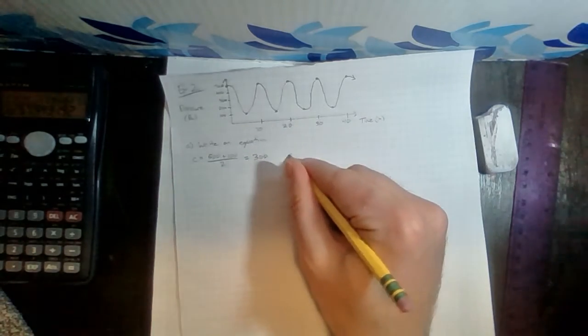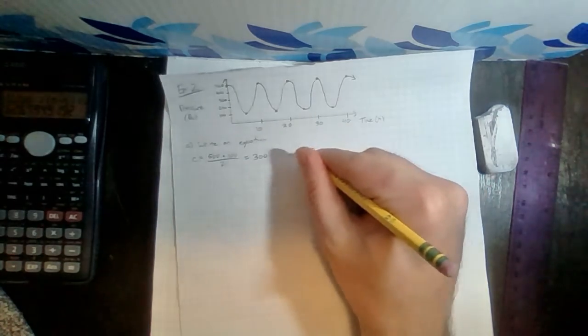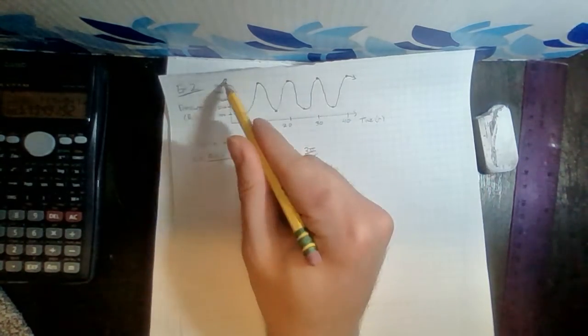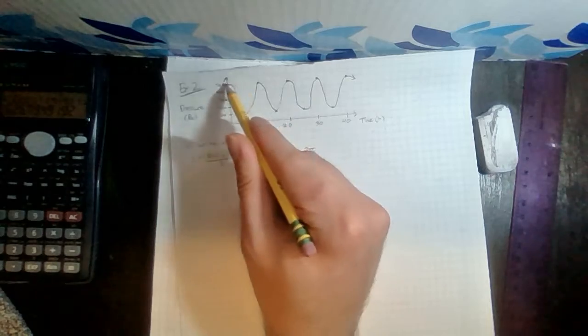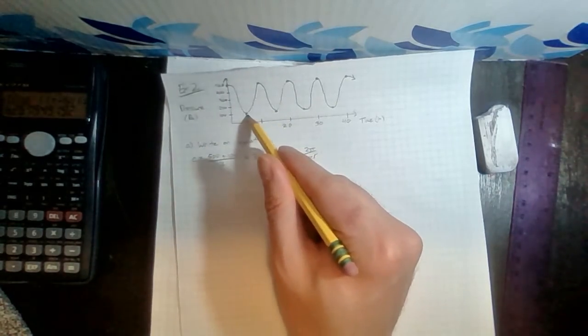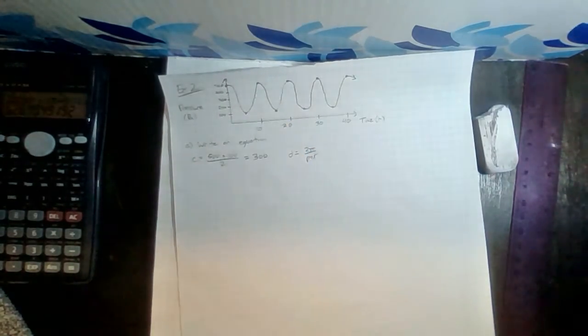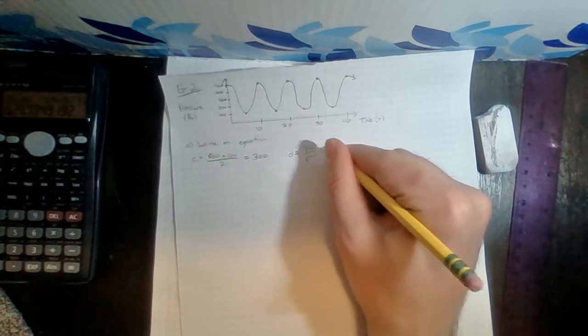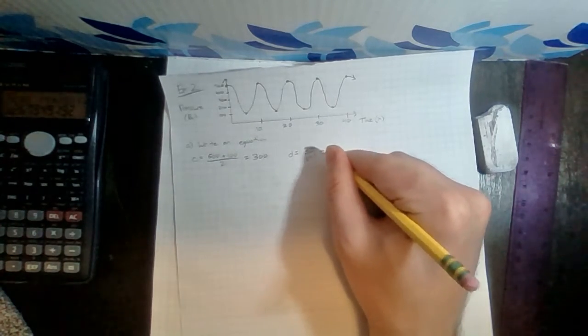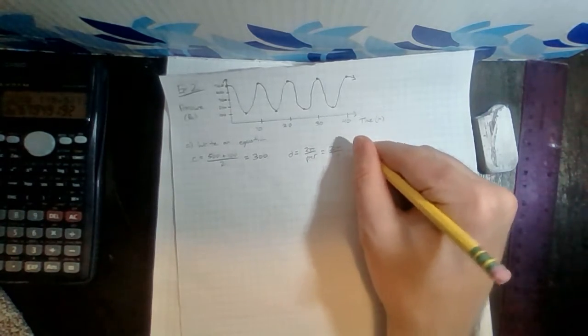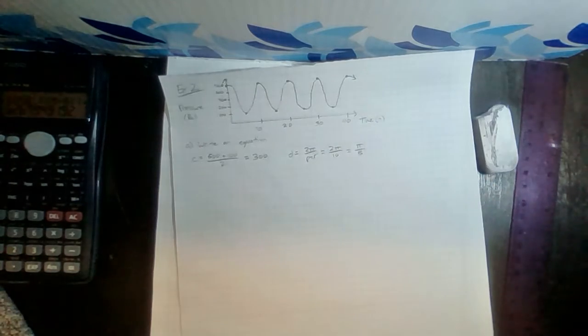D value is 2 pi over the period. And we can see from peak to peak, that's 10 hours, or trough to trough, 5 to 15, that's also 10 hours. So our period is 10 hours. So 2 pi over 10, we can simplify to pi over 5.